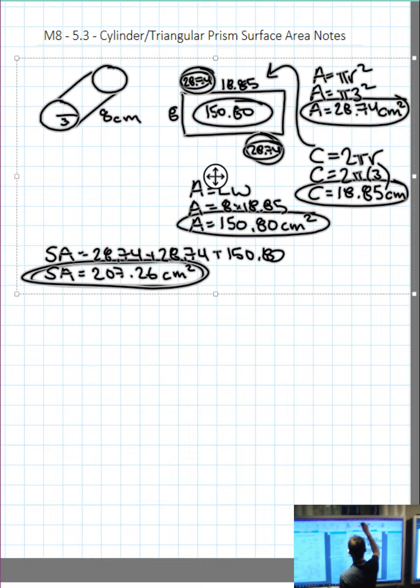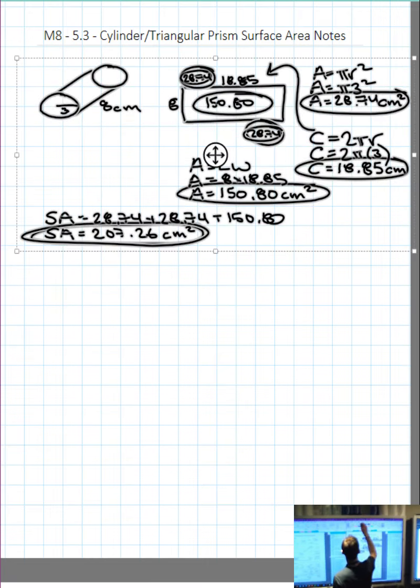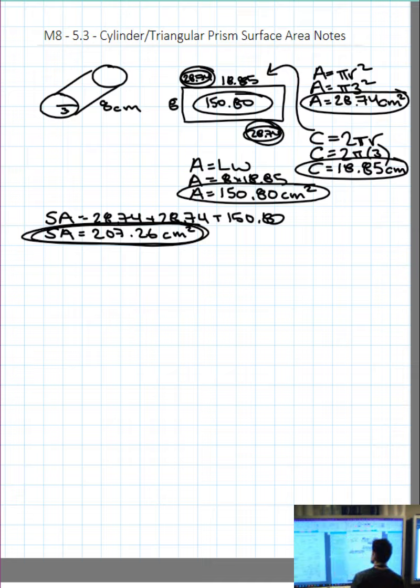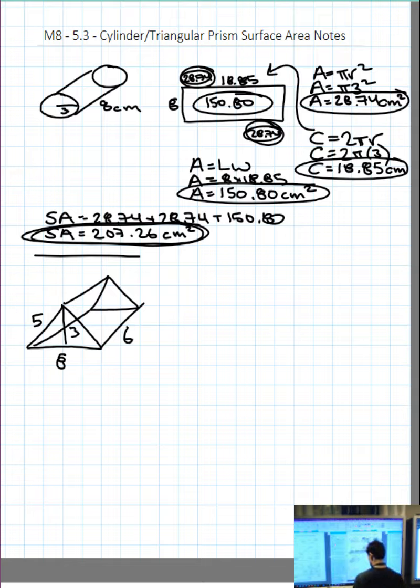Okay, so I've shrunk that up a bunch. I hope you're writing smaller than I am, but big enough shapes to actually put stuff in those shapes. Okay, so now let's take a triangular prism. So we have a triangle, we have another triangle, and if I connect those corners, we have a base of 8, we have a height of 3, we have a slant height of 5, and the height of the prism being 6.